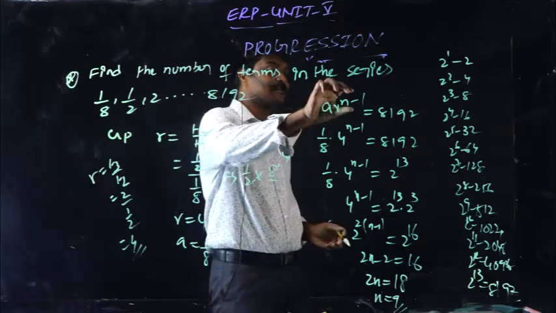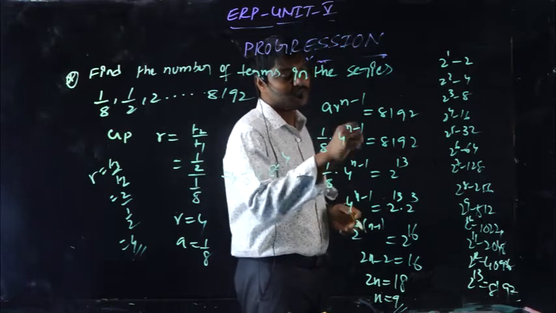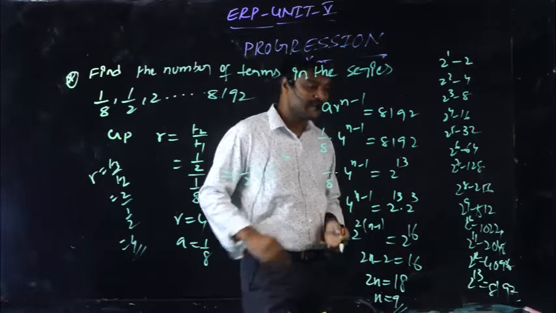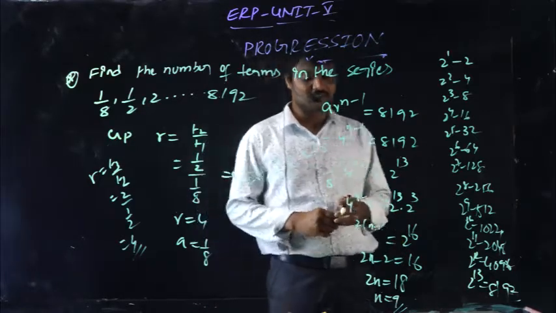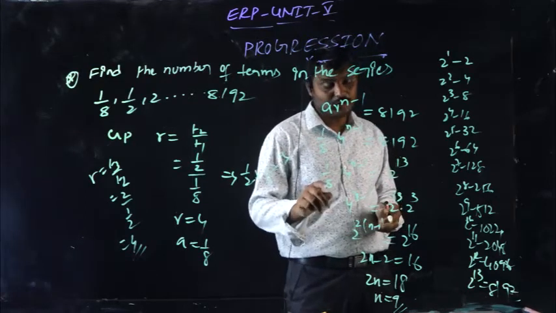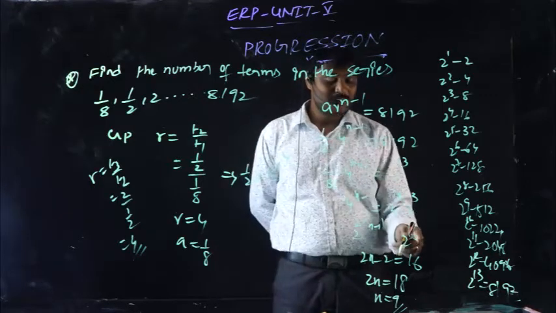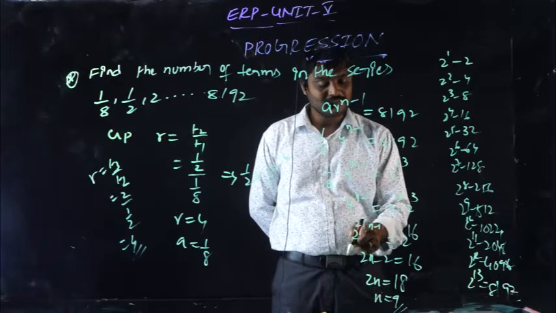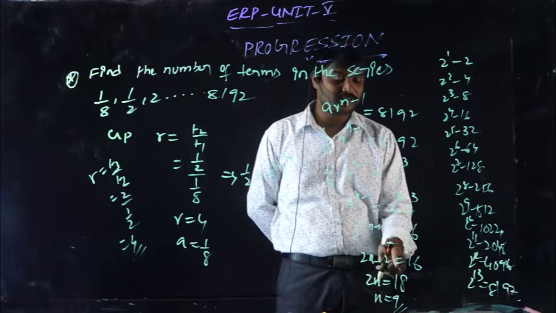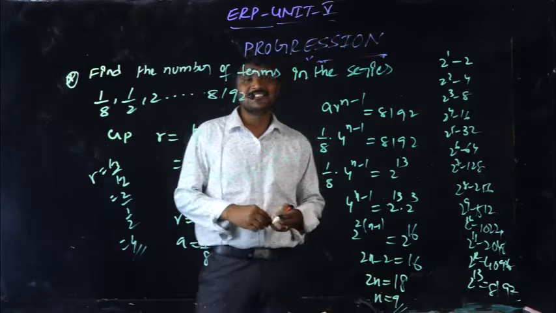So nth term in GP is a into r power n minus 1, that is 1 by 8 into 4 power n minus 1 equal to 8192. 8192 we can write as 2 power 13 because 2 power 13 equal to 8192. So 1 by 8 into 4 power n minus 1, where 8 is 2 cube. By cross multiplication, 2 power 16 equals 2 square power n minus 1. So 2n minus 2 equal to 16, 2n equal to 18, n equal to 9. So 9 terms in this series.